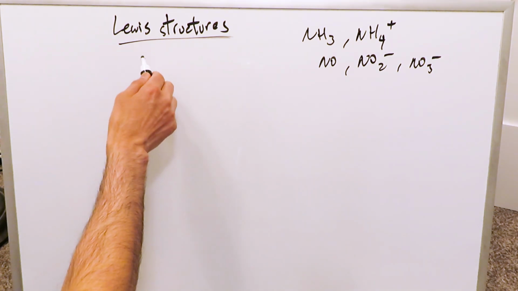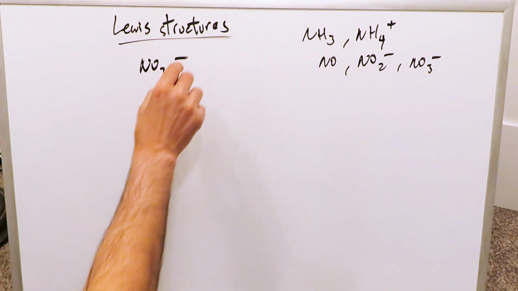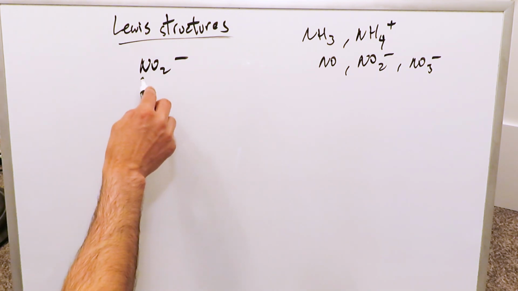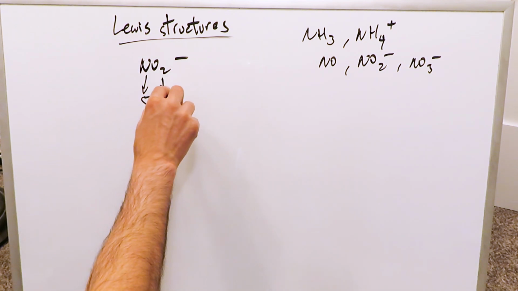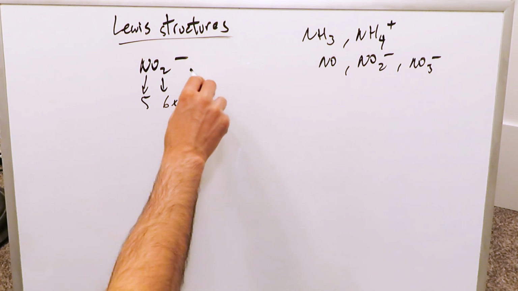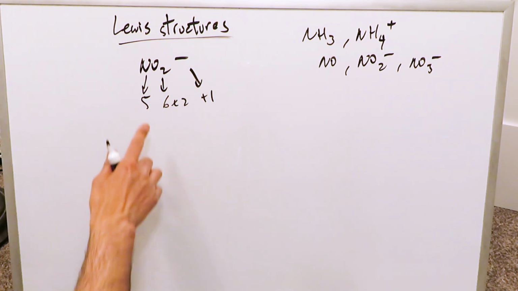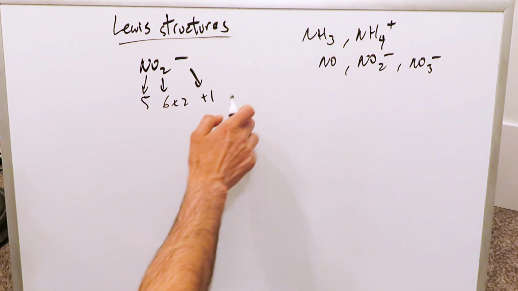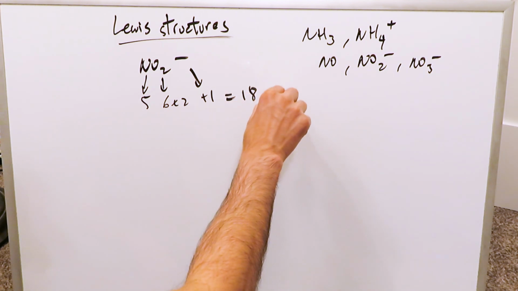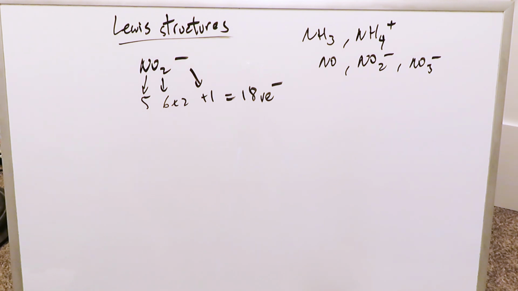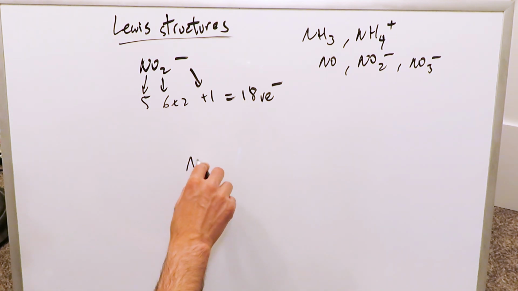Let's look at the next one, and you have to do nitrite, NO2 minus. Do your valence count. You're getting 5 from here, you're getting 6 times 2, and then here you're having a plus 1 because it's a negative. There's an electron excess. 5 plus 12 plus 1, you have 18 valence electrons. How do you go about drawing this? Well, let's look at it.